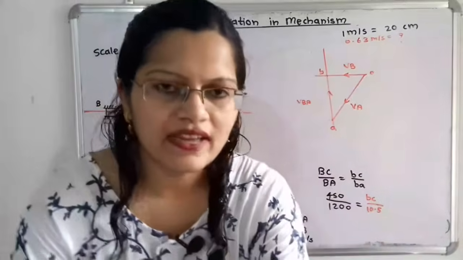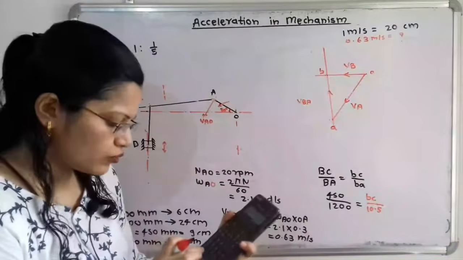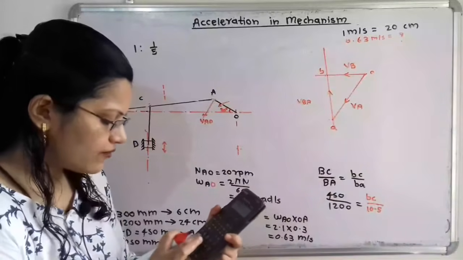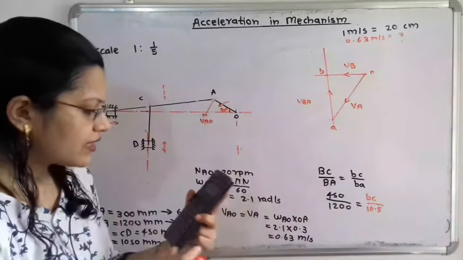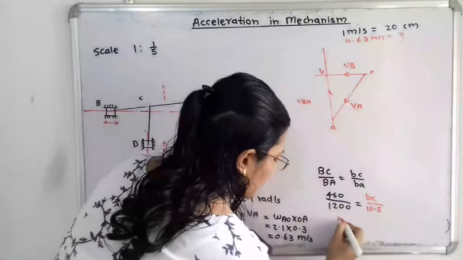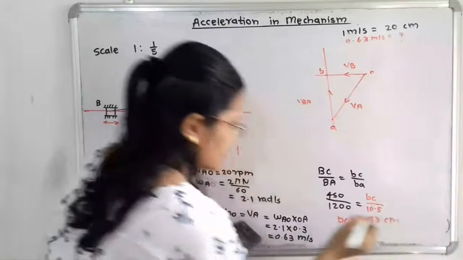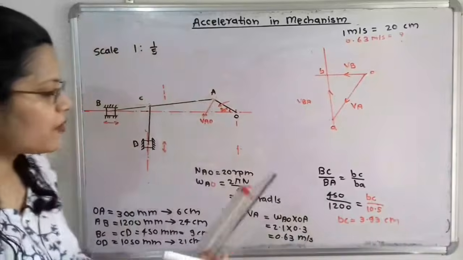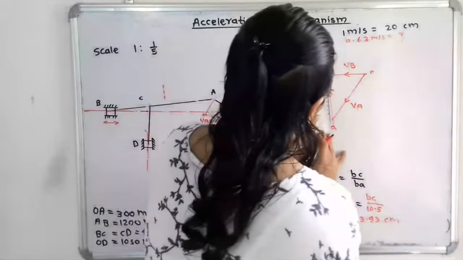So from that we can calculate from the calculator. So BC is equal to 450 multiplied by 10.5 divided by 1200. That is 3.93. So BC is equal to 3.93 centimeter. So now I will take the distance from point B is 3.9 centimeter.